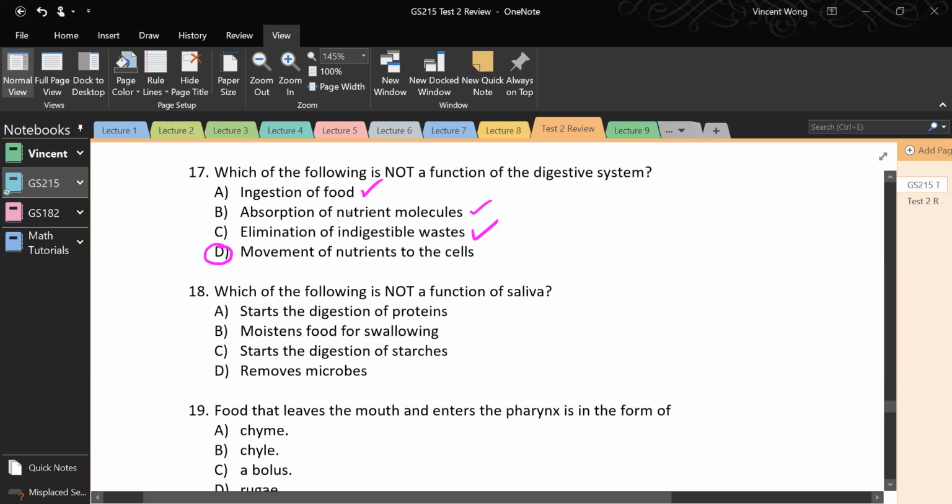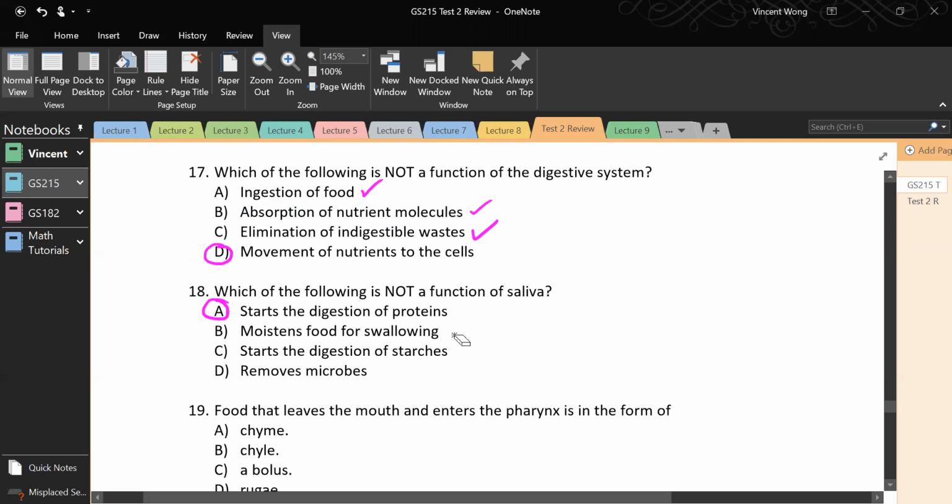Number 18, which of the following is not a function of saliva? Okay, so saliva will not start the digestion of protein. That happens, I told you, in the stomach, right? Everything else is correct here. Okay, moisten the food so we can swallow it. It's actually very difficult to swallow without saliva.